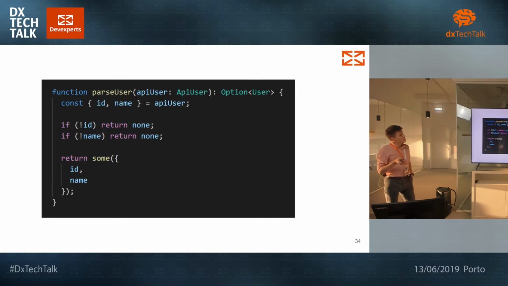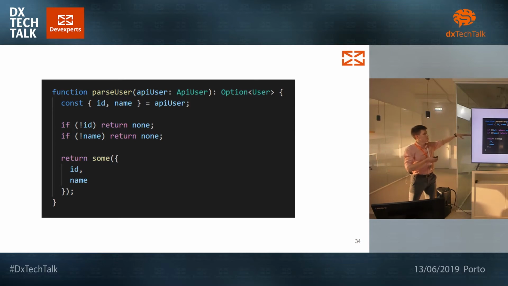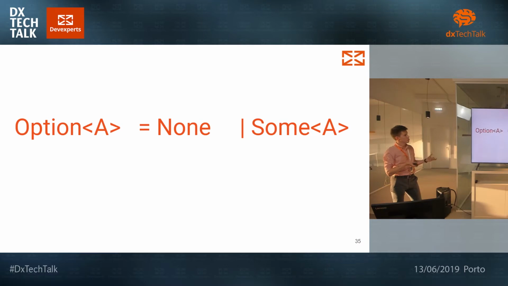But we can implement this function something like this. If we don't have ID, we can return none. And if we don't have name, we also can return none. And if we have everything and everything is fine, we just return our user object wrapped into some type constructor. But what if we want to distinguish these two cases? We want to know the reason of the problem. Why don't we have a user? In other words, we want our option to have value from inside the none, right?